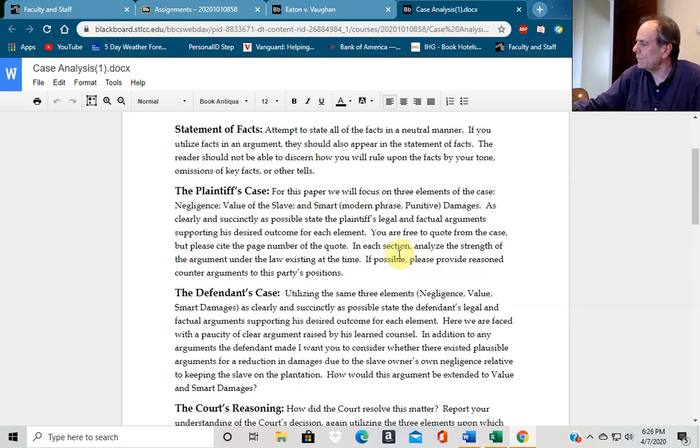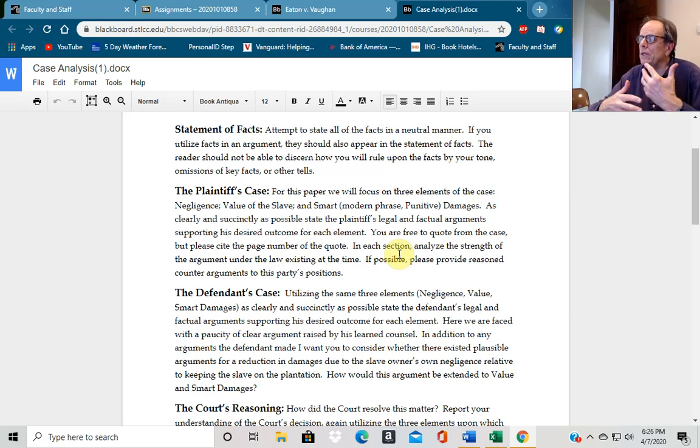And I want you to look at, are there any reasoned counter arguments to this party's positions? That's a challenge with the plaintiff's case. They seem to be pretty right on the law, even though we wouldn't agree with the law now. We have to recognize that back then slavery was an institution, and that Missouri came in as a slave state. That's part of the Missouri Compromise of 1820. Our statehood is 1821. We're coming up on our 200th year.